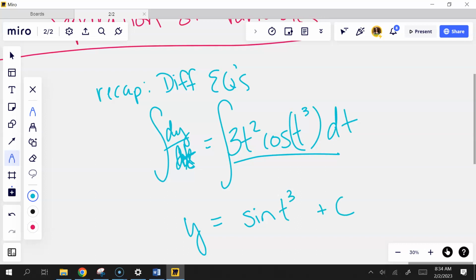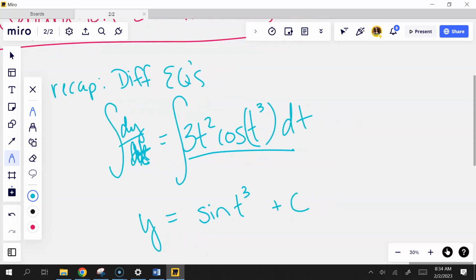Are y'all following me? So if you let u be t cubed, then du would be 3t squared dt. So we did that before. We didn't really talk about moving this dt over like that, but essentially that's what we're doing, because whenever you integrate, you have to have that dt, or that dx or whatever it is.